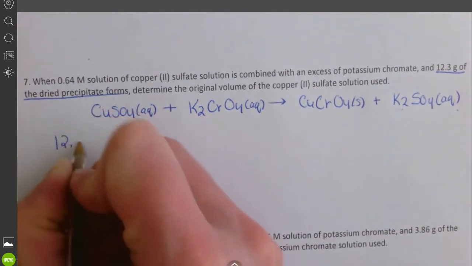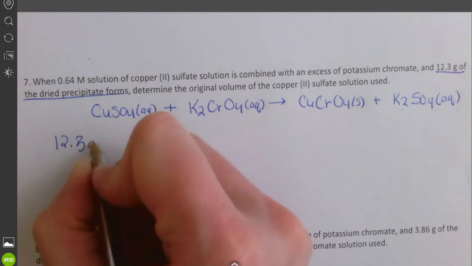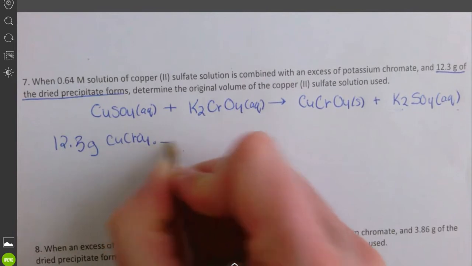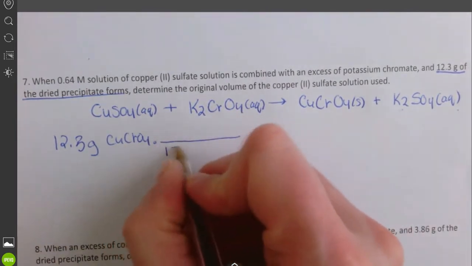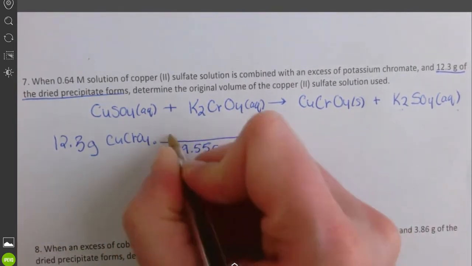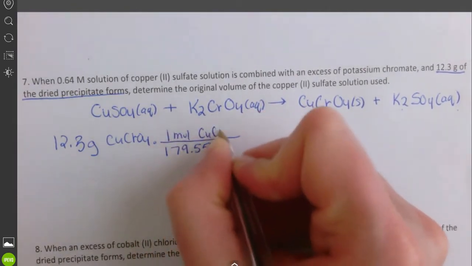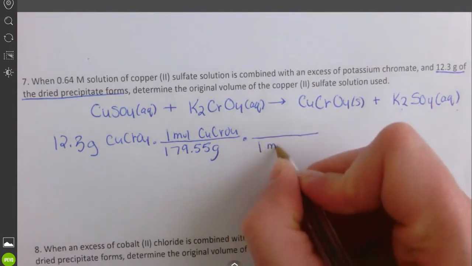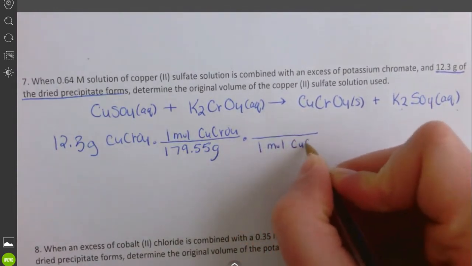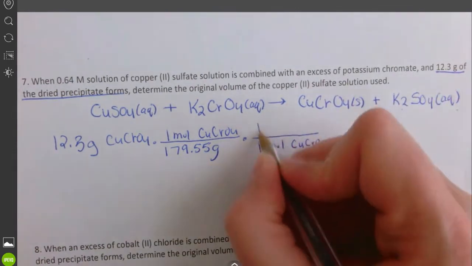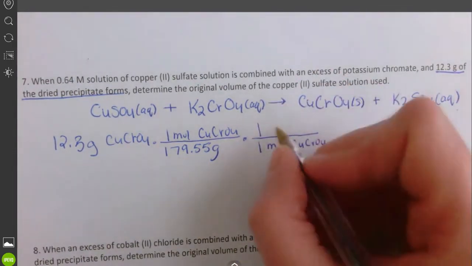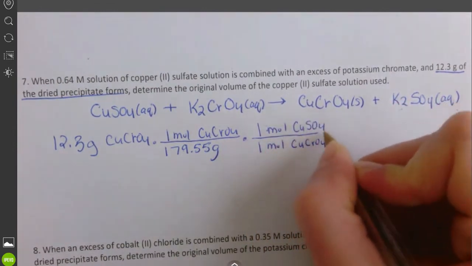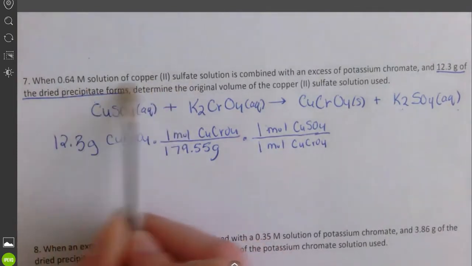So when you go ahead and figure out this one, I would have 12.3 grams of my CuCrO4. I'm going to add up its molar mass and get 179.55 grams, which gives me 1 mole of my CuCrO4. And then in that mole to mole relationship, for every 1 mole of CuCrO4, it's going to be produced by 1 mole of my CuSO4 solution. Because remember, this was the one that was our limiting here.